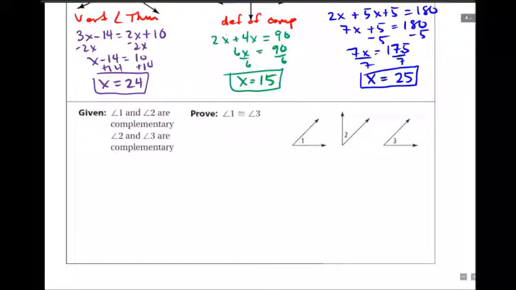We are given that angle 1 and angle 2 are complementary. So I know this plus this equals 90 degrees, right? Complementary. And I am given that angle 2 and angle 3 are complementary. So this plus this also equals 90 degrees. Very interesting. And I want to prove that angle 1 is congruent to angle 3. So that is my goal right there, that those are congruent.